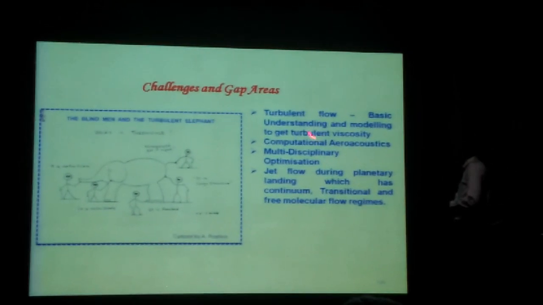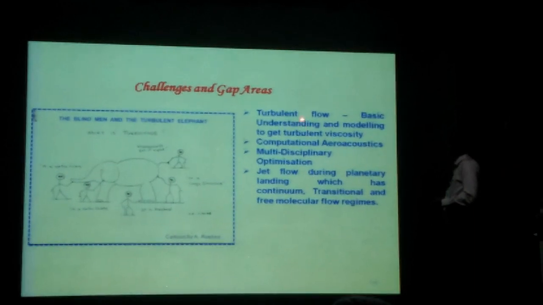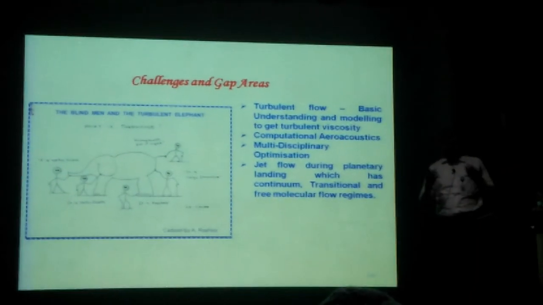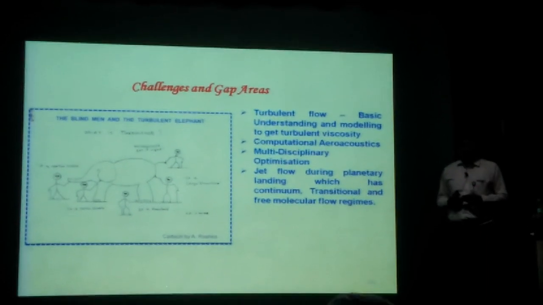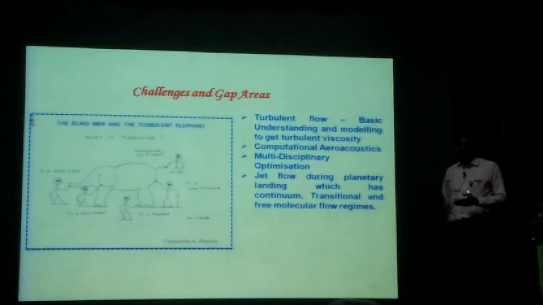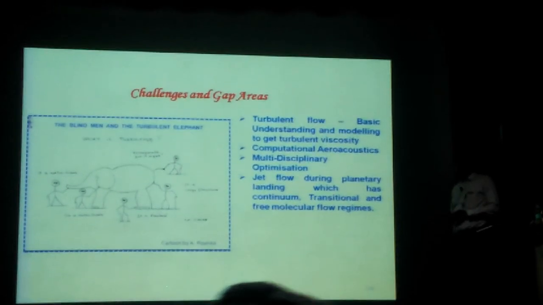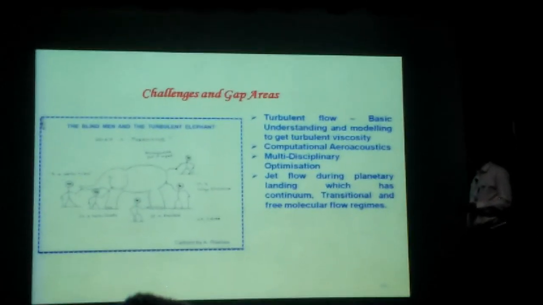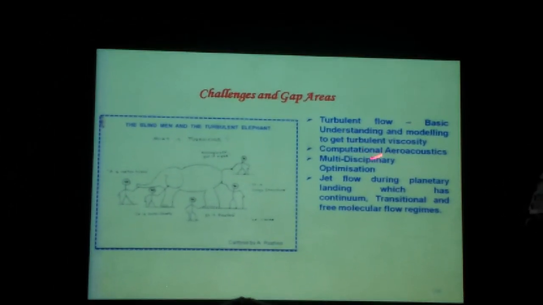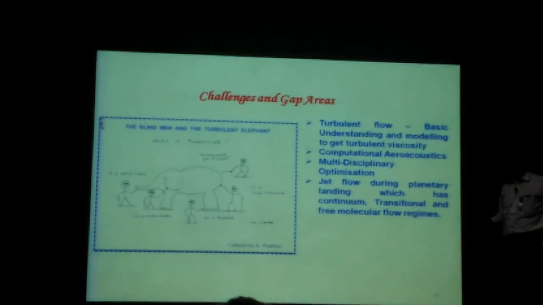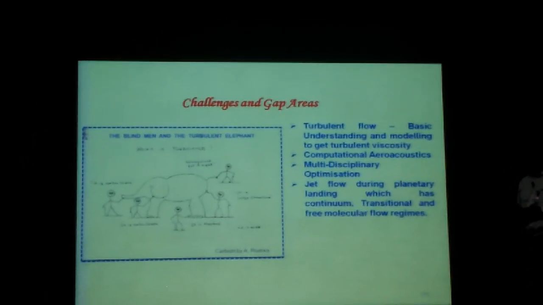If you can get it right, one of the speakers I heard in a talk said that you can save millions of dollars. Getting the skin friction correctly is also a very big challenge, because in a transport aircraft, 60% is skin friction drag. Then computational error, of course, is another major challenge, because how to get the acoustics and convert that into vibration. These are all still higher frontier areas of aerodynamics.